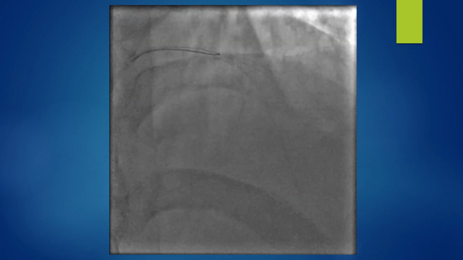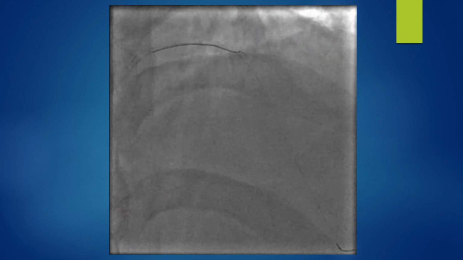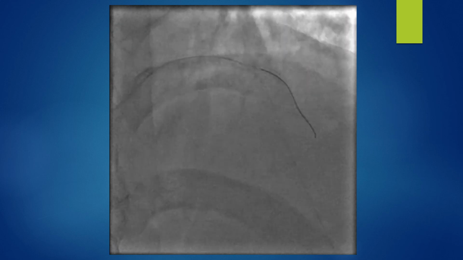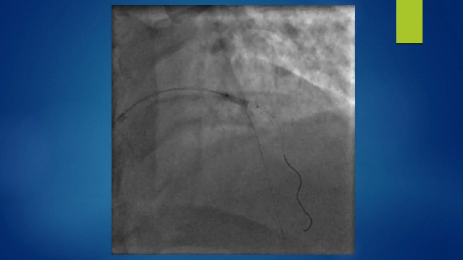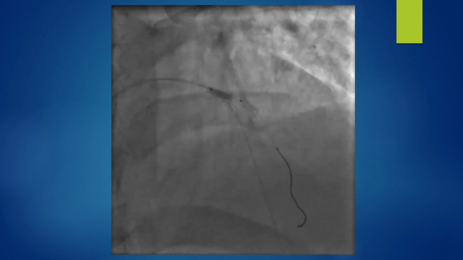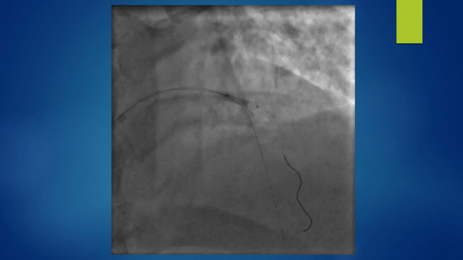Then I recrossed the wire across the stent strut into the diagonal branch. I used the same wire. Then I passed a 2.25 by 12 millimeter balloon into the diagonal branch to flare out the ostium of the diagonal branch stent and the strut of the LAD stent.